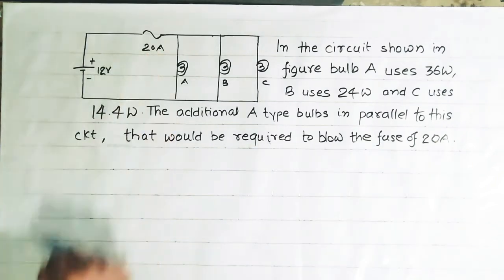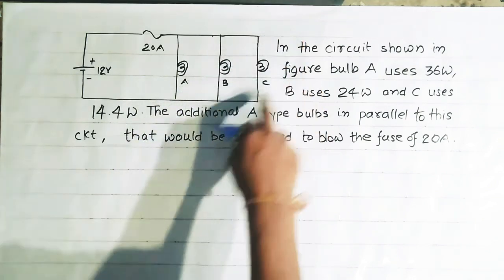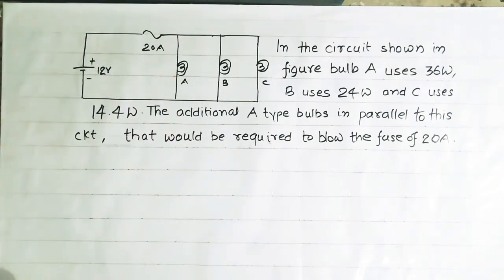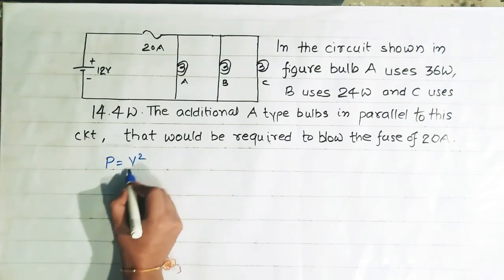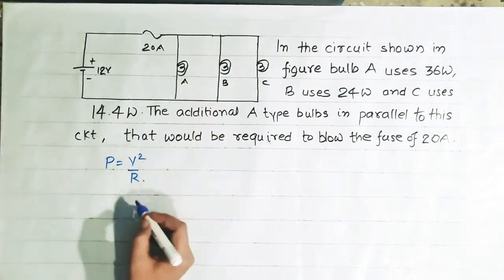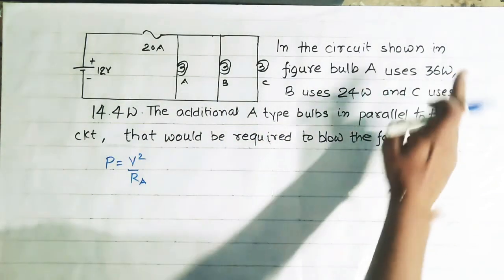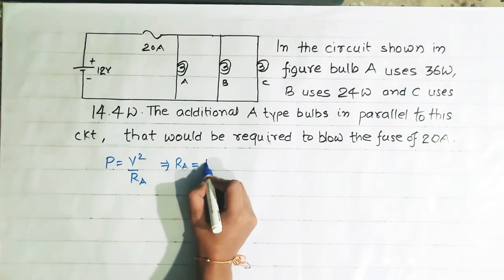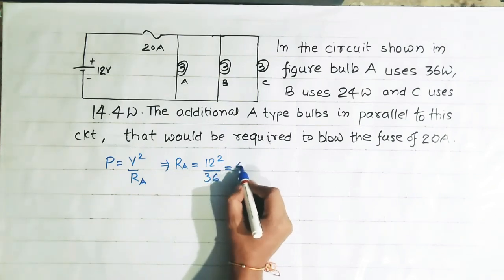Okay, so this is the fuse of 20 ampere and we have to find the number of additional A type bulbs that are connected parallel to this circuit so that this fuse of 20 ampere gets blown off. See, for bulb A, we can write P is equals to V square by R. And here for bulb A, voltage is equals to 12 volt and power is given 36 watt. So we can write RA is equals to 12 square by 36. So that is equals to 4 ohm.